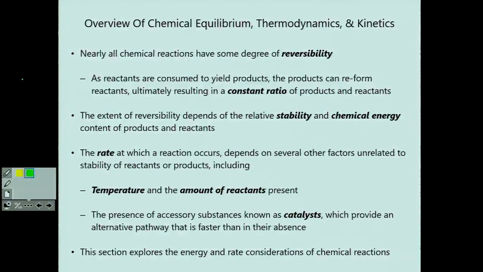So the extent to which reversibility happens, meaning how far the reaction goes to the right versus staying towards the left, depends on the relative stability of the products versus the reactants, as well as what we call the net chemical energy content of reactants versus products. So we're going to define these terms as we start this discussion.